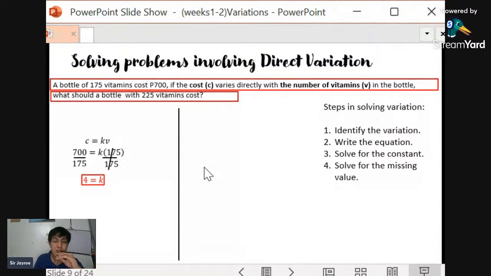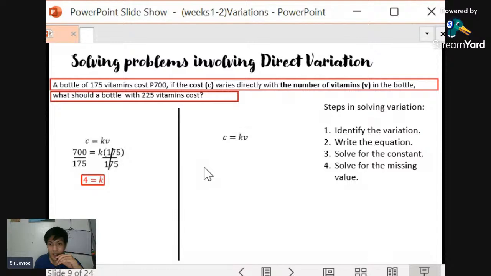So now we are done with the first statement. So let's proceed to the next statement. Again, we're going to use the same equation. Remember, whatever equation was used in the first solving, that is also what we will use in the second. It will not change. Okay? So this time, what are we looking for? Are we looking for the value of C or the value of V? Because it says here, what should a bottle with 225 vitamins cost? What is missing? C or V? Based on our problem. Anyone?